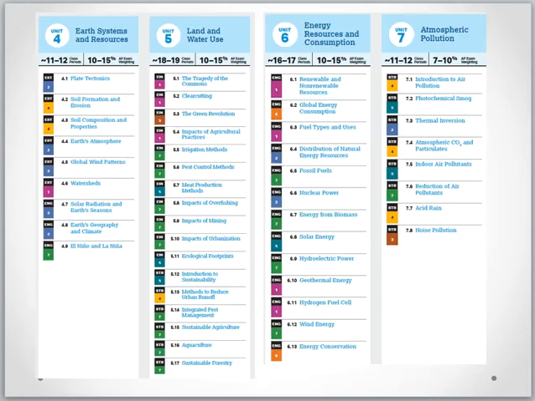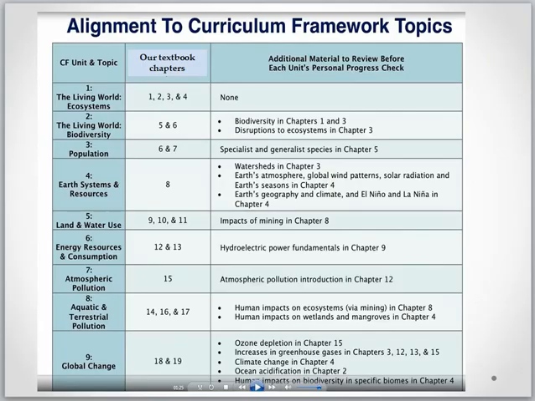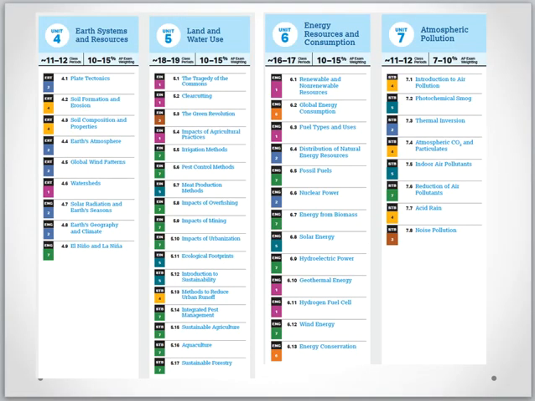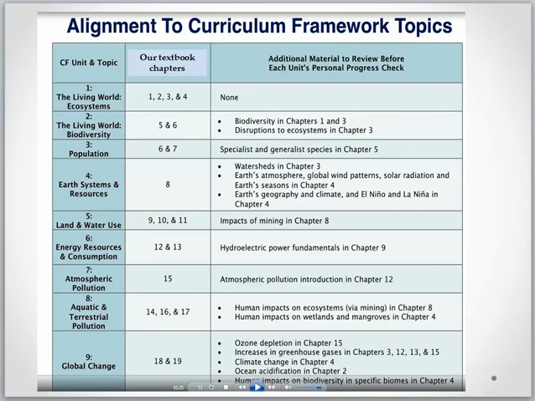I'll leave this to you to go back and look at. Earth systems, land, water use, energy resources, and then atmospheric pollution. We've covered all those units. Now, we actually covered Unit 8 as well and 9, but those are not going to be included. Now, in your textbook, how does your textbook relate to the AP units? Well, here they are. Here are your textbook chapters and each of the units.